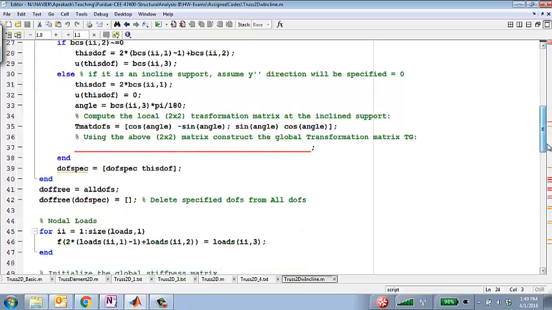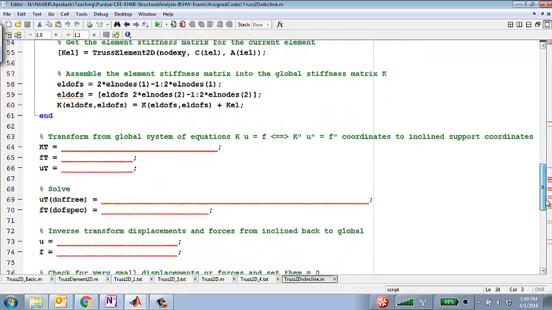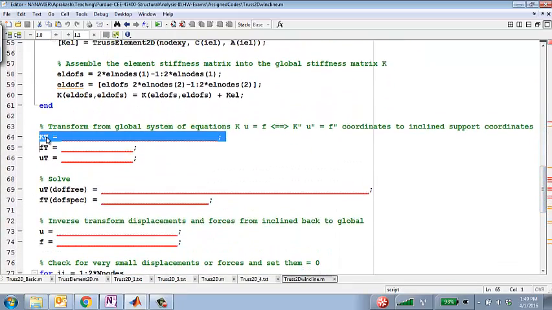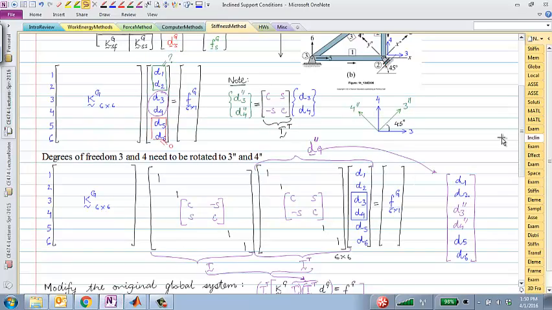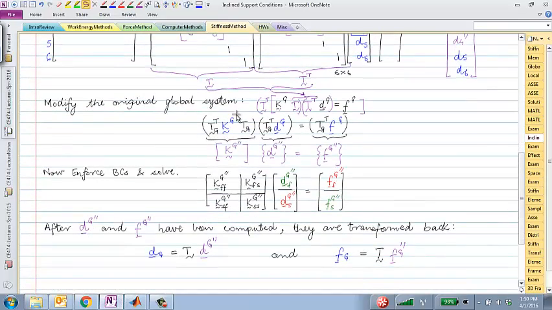Once you have that correct global transformation matrix, I'm asking you to calculate the transformed stiffness matrix, the transformed force vector, and the transformed displacement vector. What should those be? Those should be exactly what I have here in my notes. Those should be these guys.